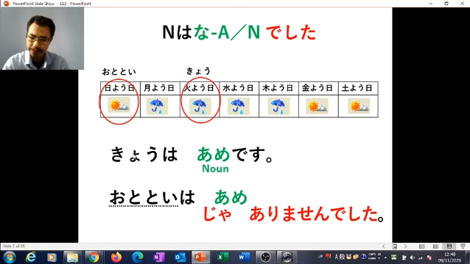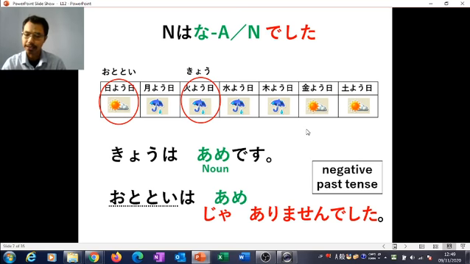Let's say the first sentence is negative, kyou wa ame ja arimasen, and then in the second sentence you need to use particle mo. Kino ototoi mo ame ja arimasen deshita. If the first sentence is also in negative form, you need to be careful and double check whether the trend is a similar trend or not, a repeated trend or not. All right, so we move on to the next slide.